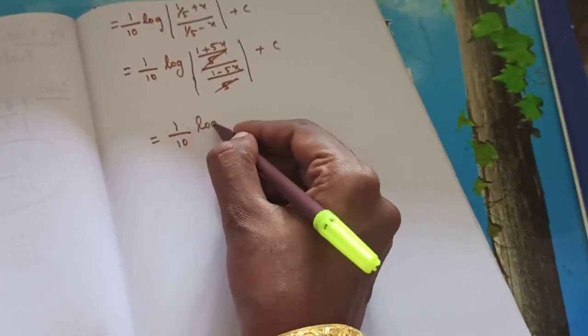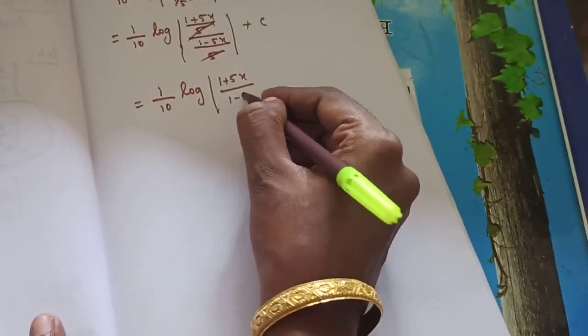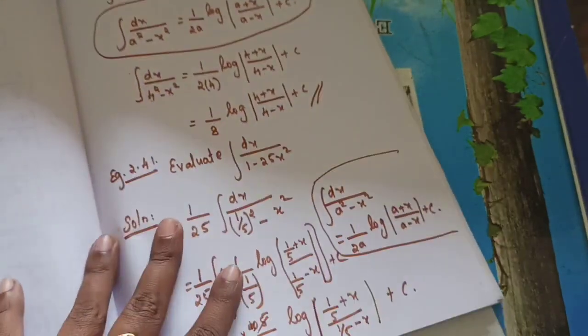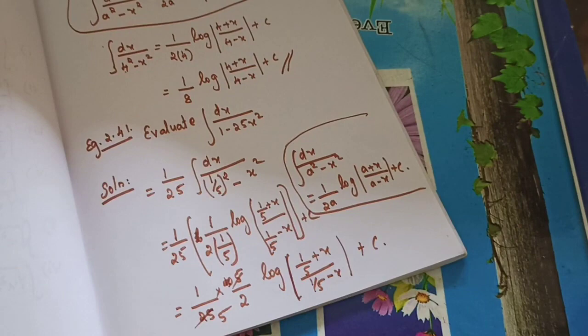1 by 10 into log of modulus of 1 plus 5x divided by 1 minus 5x plus c. Got it? So very easy. Always keep it in mind: first you need to check whether it is in the form of a square minus x square or x square minus a square. You need to check it first.